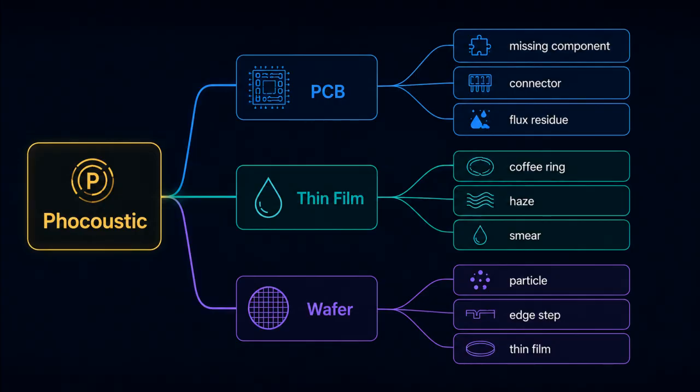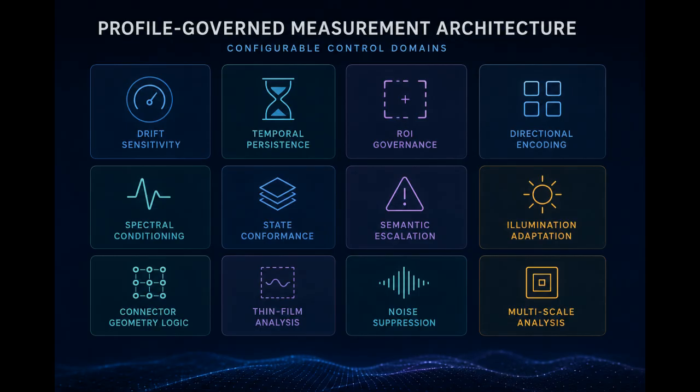Phocoustic approaches this challenge differently. The architecture is designed around configurable measurement profiles that define how inspection behavior should be governed within a particular physical domain. A profile can specify sensitivity to drift, temporal persistence requirements, directional encoding behavior, region of interest priorities, illumination adaptation strategies, and state conformance criteria. These controls allow the measurement process to be adapted to different inspection scenarios without requiring the creation of a new machine learning model. As a result, the same underlying architecture can be configured to examine very different physical systems.